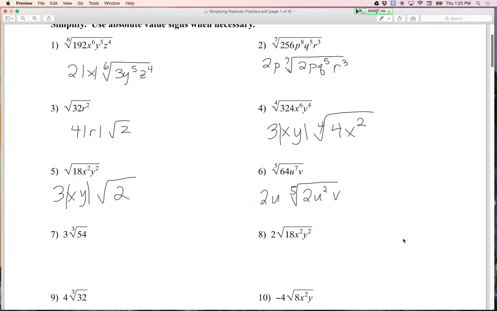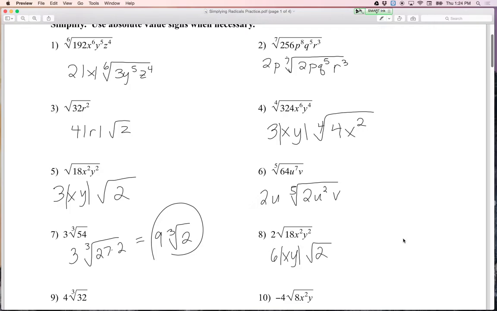All right, next one. 3 cube root of 27 times 2, right? So what would you bring out? Cube root of 27 is what? 3. And a lot of you probably took it down to 3 times 3 times 3. But if you recognize 27 is 3 cubed, you could just say cube root of 27 is 3. Bring it out. So you have 9. It'd be 9 cube root of 2. There's the answer. Next one, it'd be 6xy absolute value times the square root of 2. Yes? No?